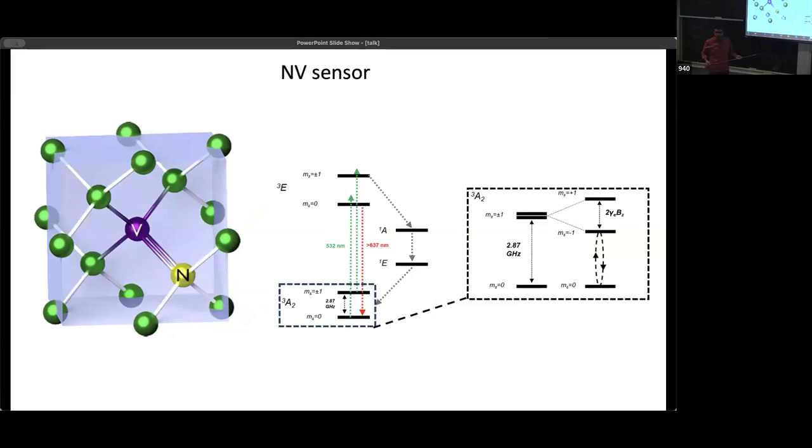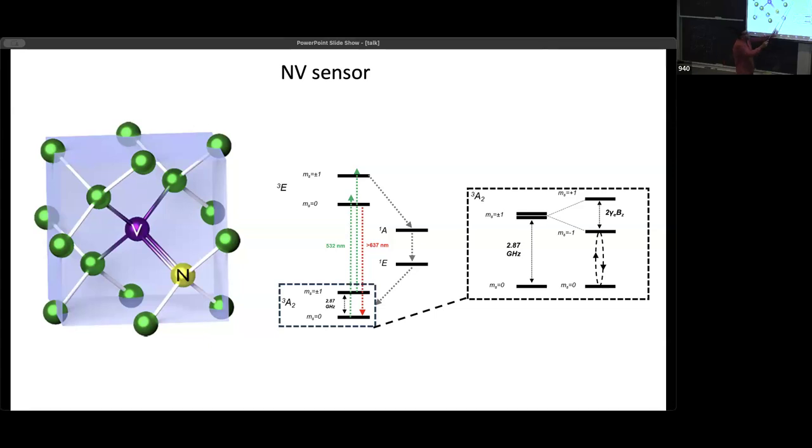The sensor that we're going to employ is a very famous sensor in quantum sensing. It's called the so-called NV sensor in diamond. And I'm going to say nothing at all about this sensor because I'm scared you'll ask me questions about it. I don't know all that much about it.